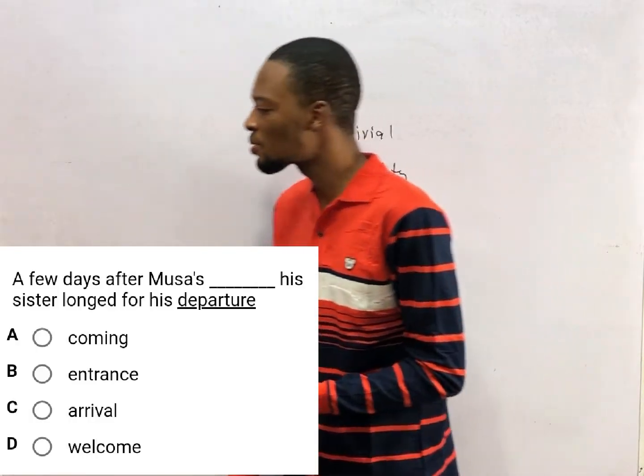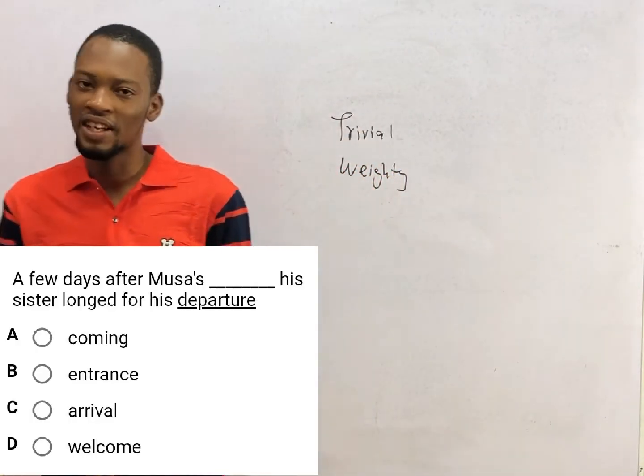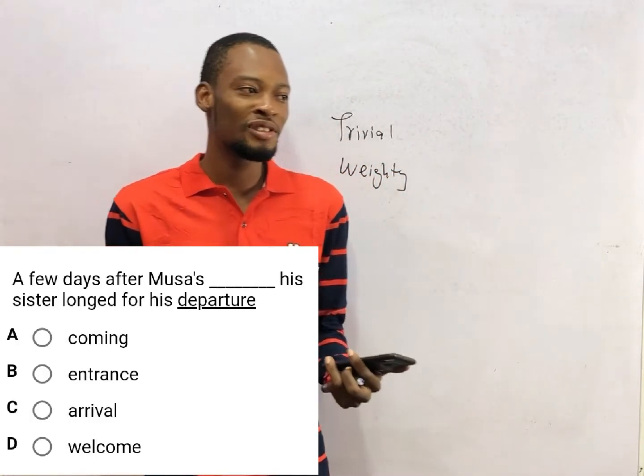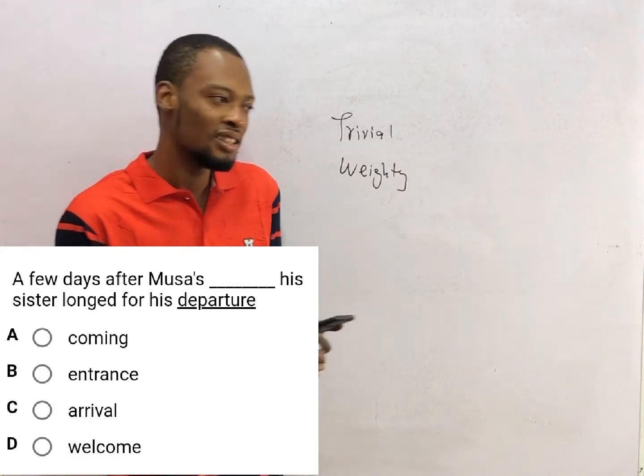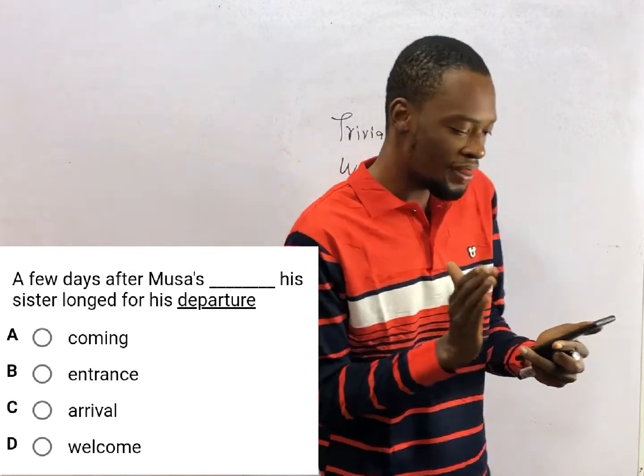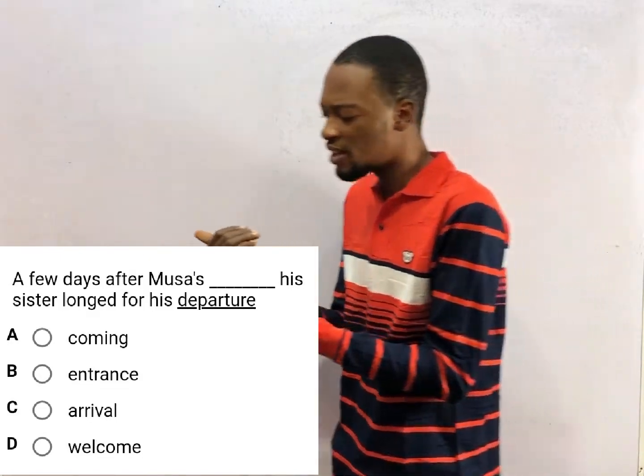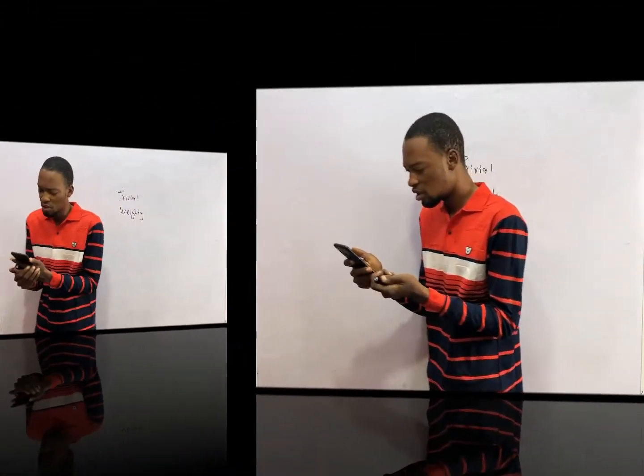Musa must be very troublesome because you just arrived and people are already wishing that you should go back. So, he must have problems with his sister. But looking at this question, arrival is the most appropriate.